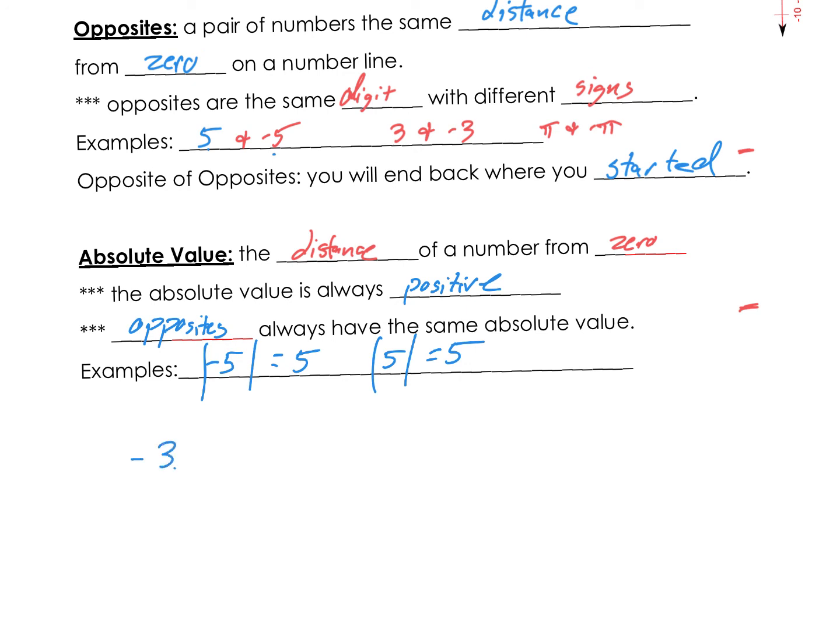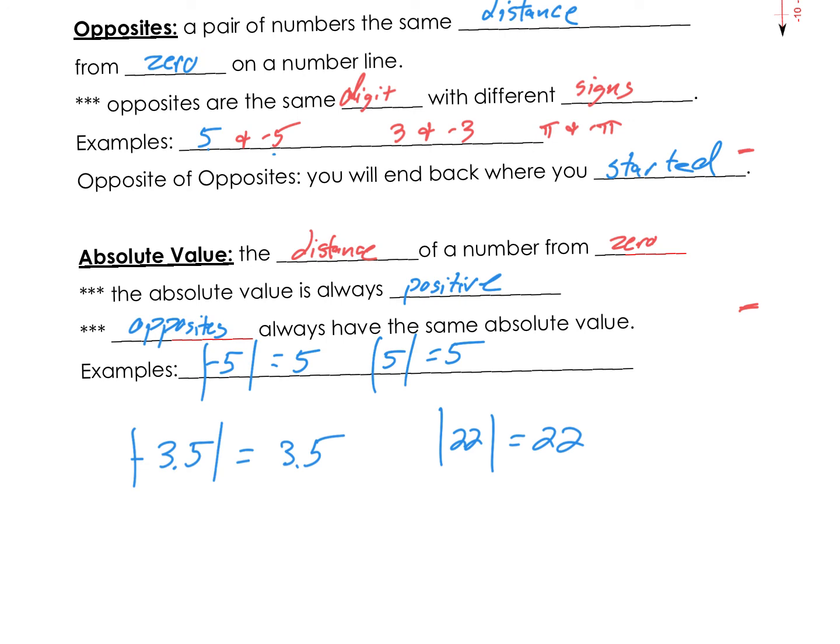Opposite value of negative 3.5. It's 3.5. Okay, don't get absolute value and opposites mixed up. The absolute value of 22, how far is 22 from 0? It's just 22. It's not negative 22 away. All right, absolute value always gives you a positive.